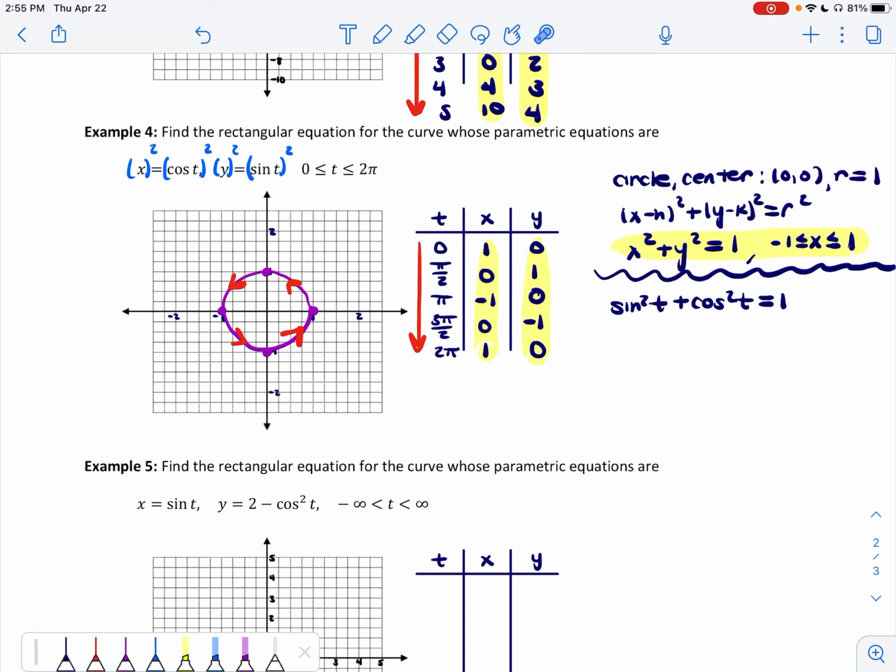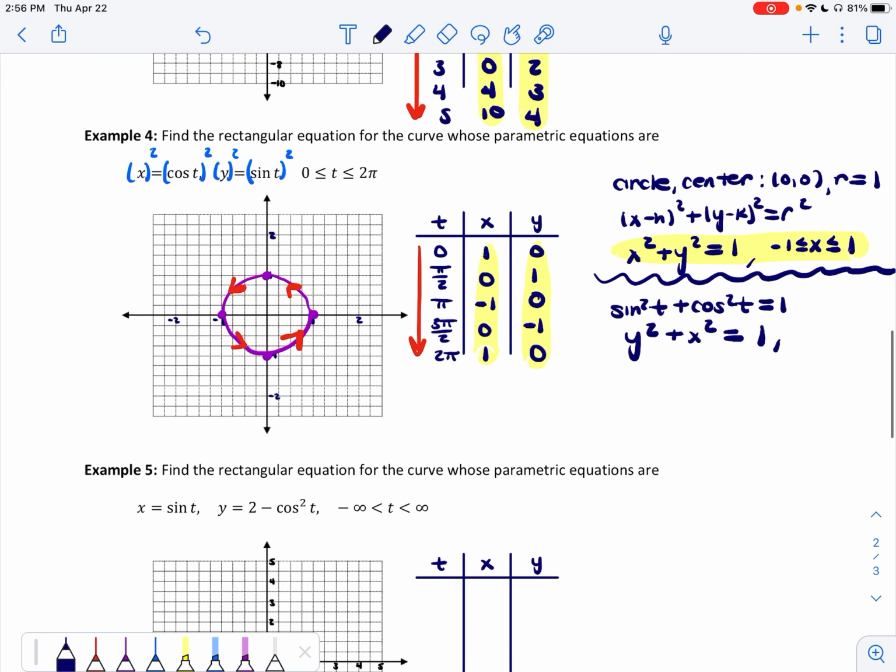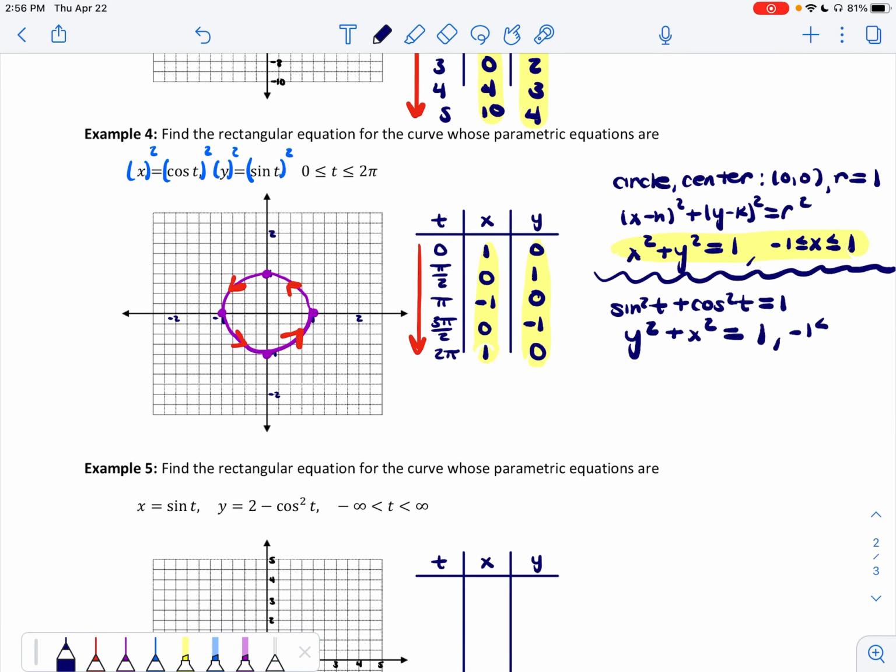Sine squared is equal to y squared. Cosine squared is equal to x squared. And that whole thing is just equal to 1. And then again, thinking about our graph, we can see that our domain is between -1 and +1.